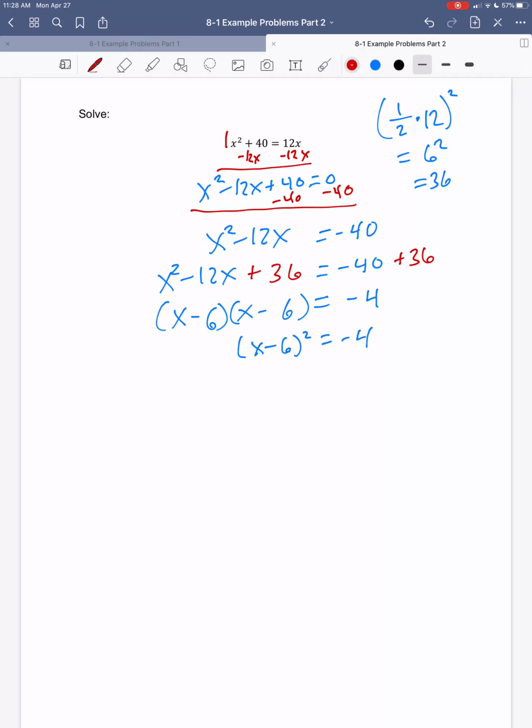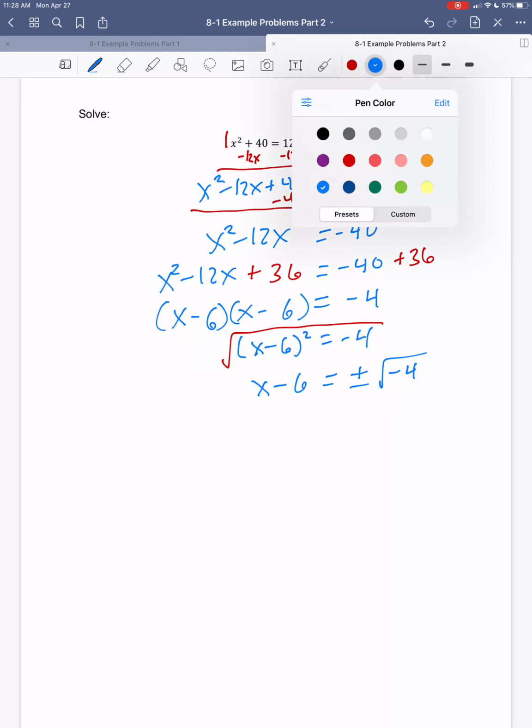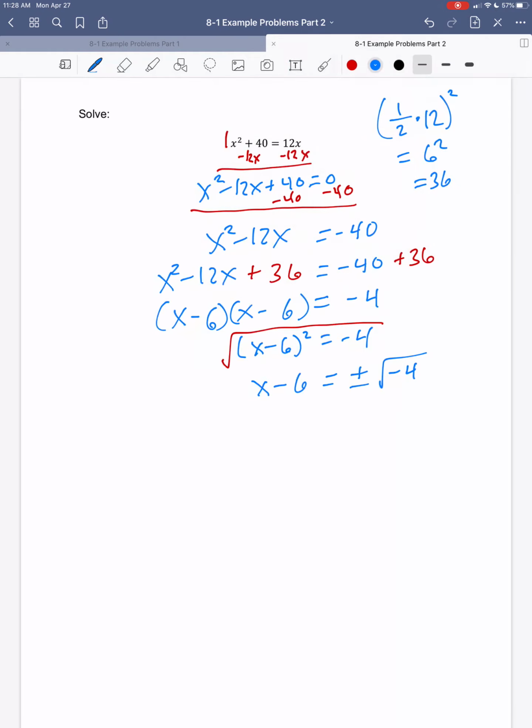And then I'm just going to take the square root of both sides. So the square root of something squared goes away. When you take the square root, you have to throw in plus or minus. And now the square root of a negative, well, that's just going to involve i. And of course, the square root of 4 is 2. So I would write 2i. And then I'm going to add 6 to both sides.